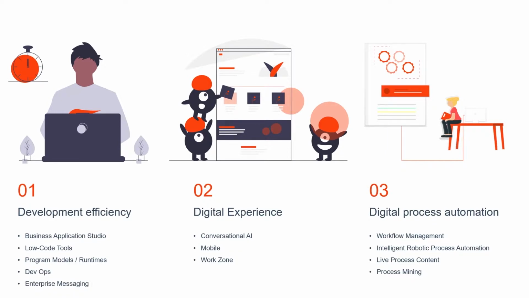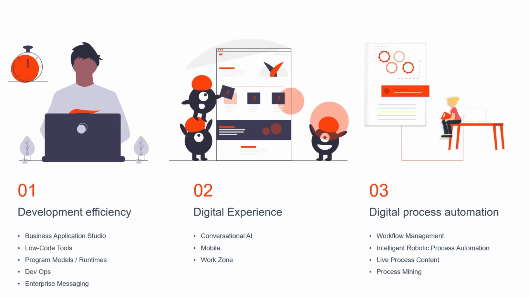And there's a third and last area, which is all about digital process automation. This area aims at achieving business results faster and freeing up your workforce for value-adding tasks. So it's all about process digitalization, task automation, driving engagement, and getting visibility onto your processes. Services belonging to this area are, for example, the SAP Cloud Platform workflow management, the intelligent robotic process automation, the different shipped live process contents, or process mining from Celonis.